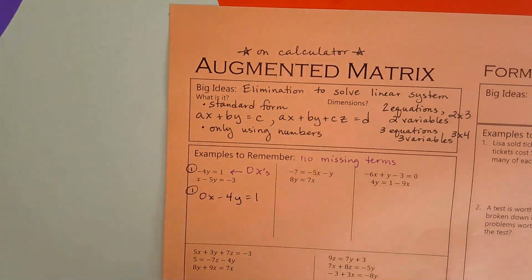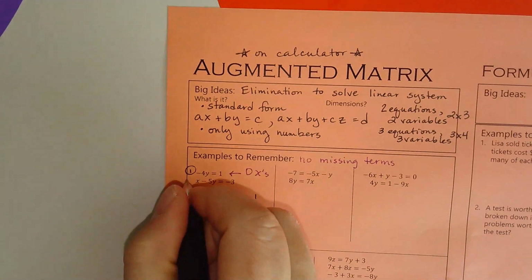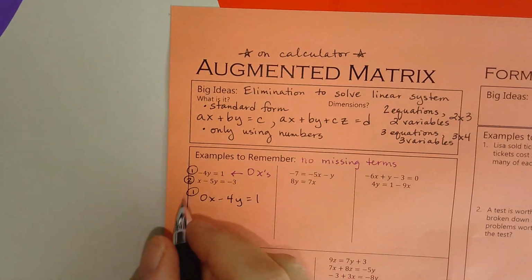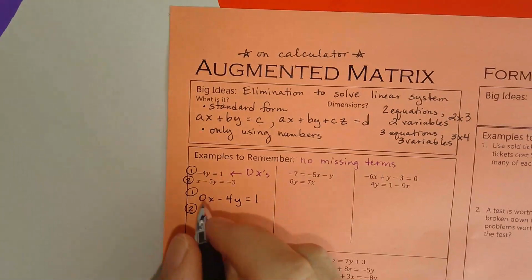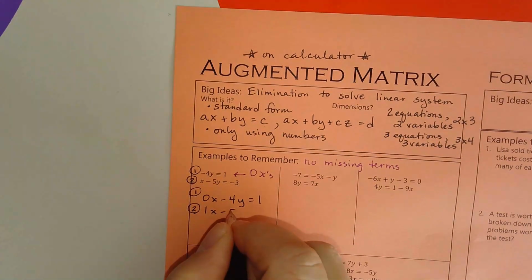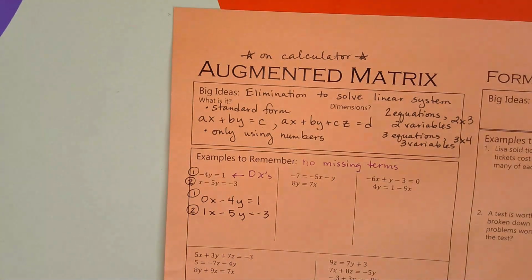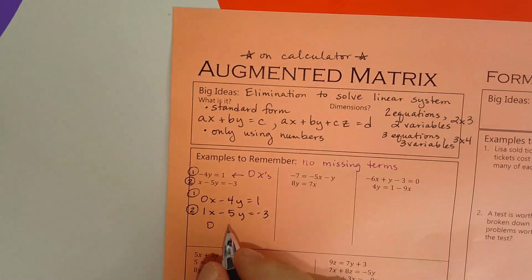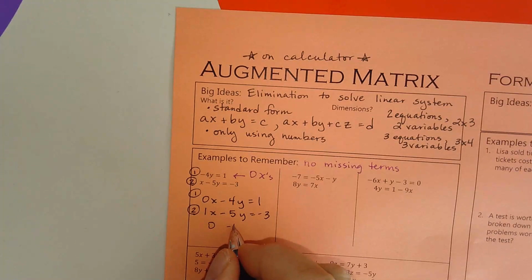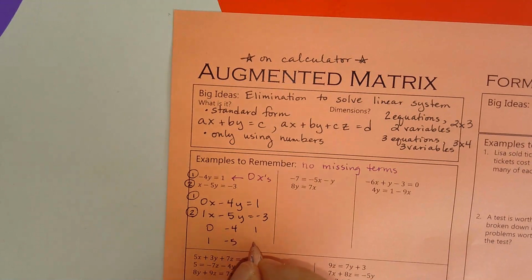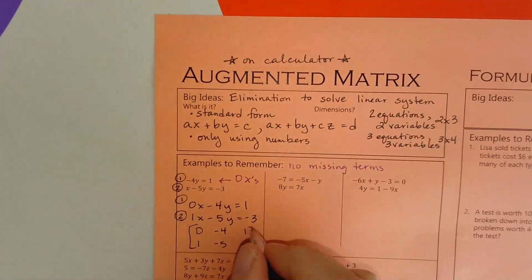Also, I don't have a coefficient for my second equation. There's an invisible 1 here that we don't usually write, but I want to include that. 1x minus 5y equals negative 3. The reason is, I take all the symbols out. I'm only going to write our system with numbers, so I want to make sure all the numbers are represented. To write this as a matrix, my first equation is 0, negative 4, 1. My second equation is 1, negative 5, negative 3. That's what we would type into the calculator.